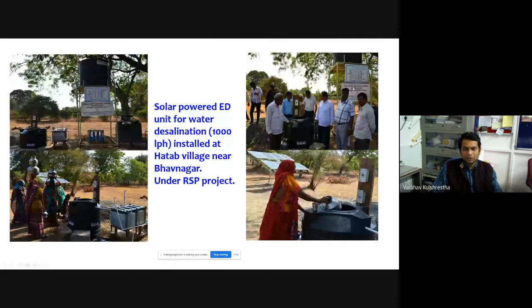On the basis of this electrodialysis, we installed a plant in a rural mission near our laboratory. It's around 20 kilometers from here, where fresh water is not available. Here we installed a plant with a capacity of 1000 LPH, and this plant has been working for 4-5 years. We are not using electrical power; the plant is totally solar powered.